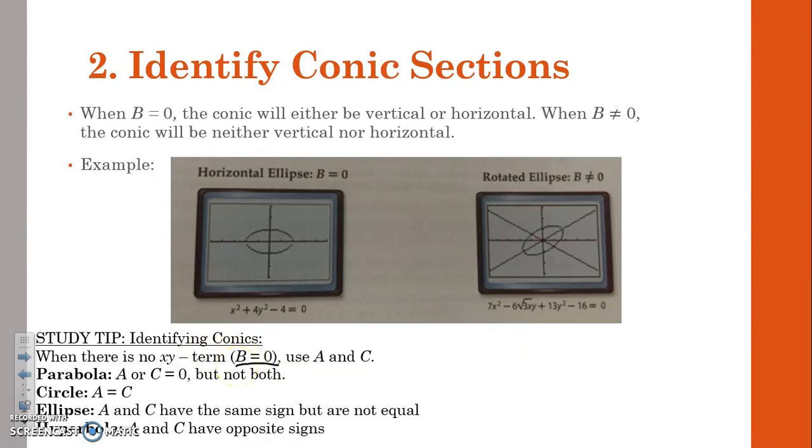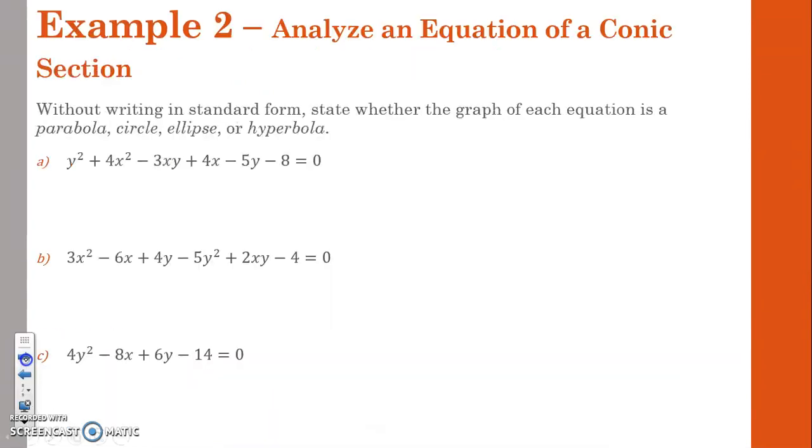If b equals 0, this is another way to decide what kind of conic it is. If a or c are equal to 0 but not both, I have a parabola. If a is equal to c, I have a circle. If a and c have the same sign, so they're both positive or both negative, but they're not equal, then it's an ellipse. And if a and c have opposite signs, so a is positive and c is negative or vice versa, then I have a hyperbola. So let's take a look at this example.